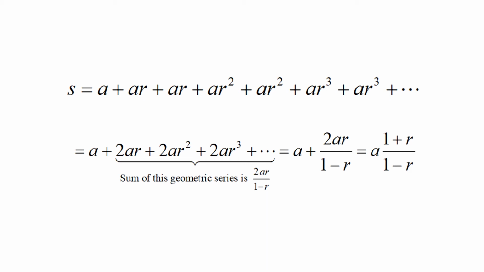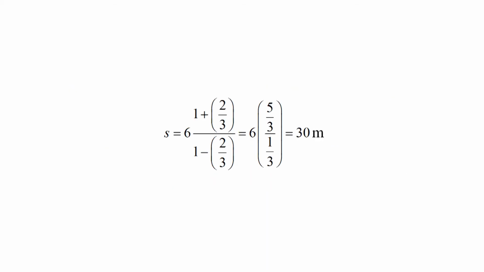S is 2AR upon 1 minus R, which is equal to A times 1 plus R upon 1 minus R. If A equal to 6 and R equal to 2 upon 3, the distance is S equal to 6 times 1 plus 2 upon 3 upon 1 minus 2 upon 3, which is equal to 6 times 5 upon 3 upon 1 upon 3, which is equal to 30 meters.